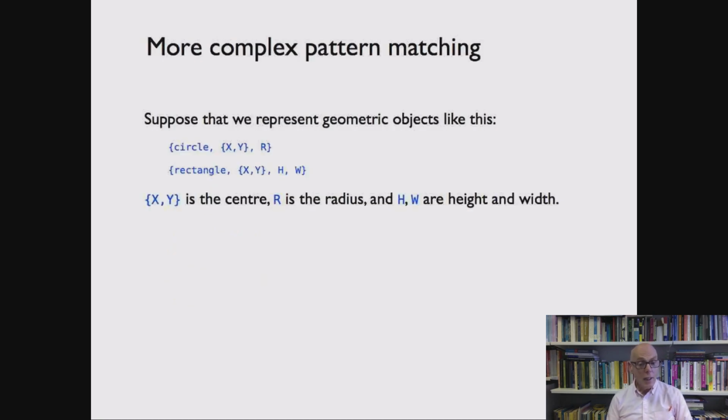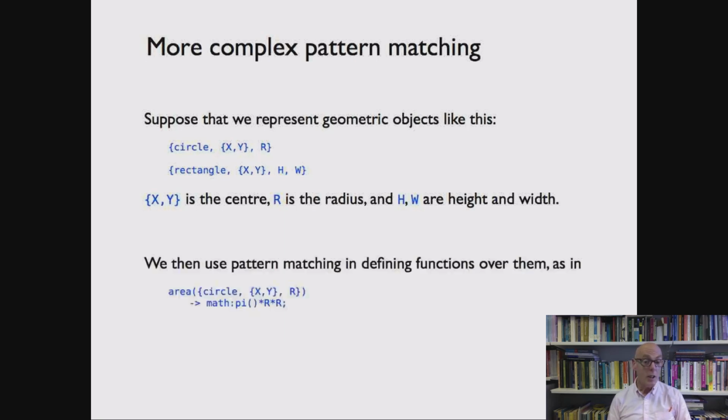Okay, now I did say when we talked about representing data how we use tuples to represent more complex objects. And here let's just talk about a case of representing geometric objects. We have a circle here which has a centre x y and a radius r. We have a rectangle which has a centre x y, and we're assuming the sides are parallel to the axes. It has a height h and a width w. In both cases x y is the centre of the object. So we're representing these things by tuples. We're using the first field of the tuple to hold an atom, which tells us what sort of data we've got. And then we can define a function over these that returns the area.